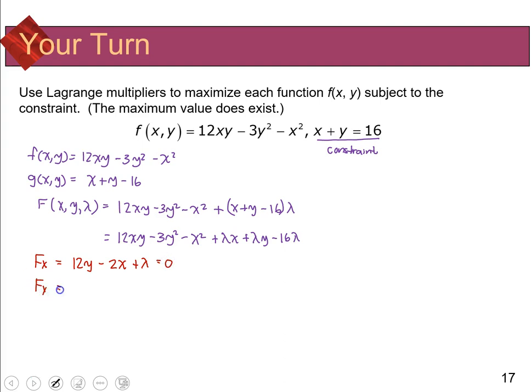The partial with respect to y is going to be 12x minus 6y. The x squared and the lambda x are both constants with respect to y, so they're going to become 0. I'm going to have a plus lambda. And the 16 lambda is another constant, so that's set equal to 0. And of course, the partial derivative of f with respect to lambda is just going to get me back to my g of x function again.